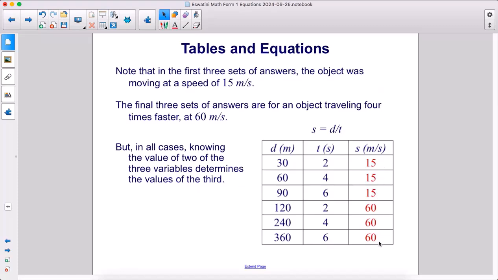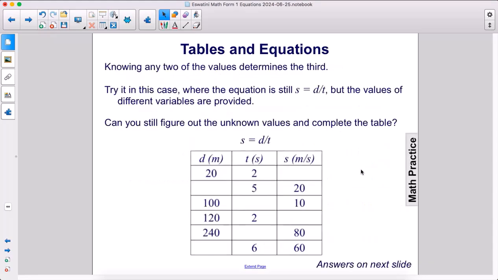If you go ahead and fill them all out, you see in the first 3 rows, the speed was 15 meters per second. In the final 3 rows, the speed was 60 meters per second. The final 3 sets of answers are for an object traveling 4 times faster. But in all of the cases, knowing the value of 2 of the 3 variables determines the value of the third. Knowing any 2 of the values determines the third.